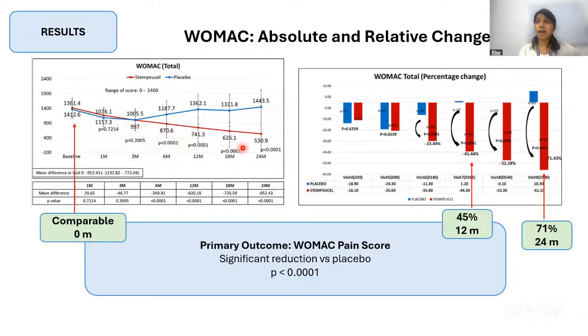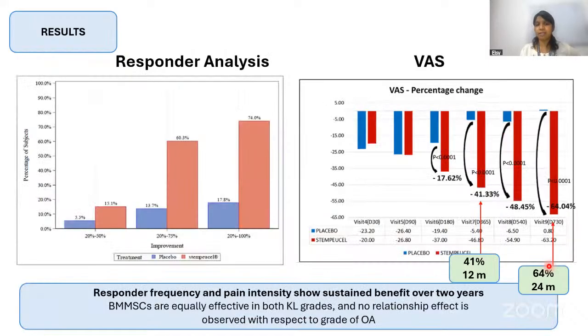Red being the arm that did receive Stempeucel, that is basically the test, that is the pooled BMMSC of 25 million, one shot in the knee, as opposed to the placebo. Those placebos were just basically the biovehicles, which had a component of HA. They did see that the WOMAC pain score had a significant reduction at 12 months by 45% compared to the placebo arm, and also 71% by 24 months.